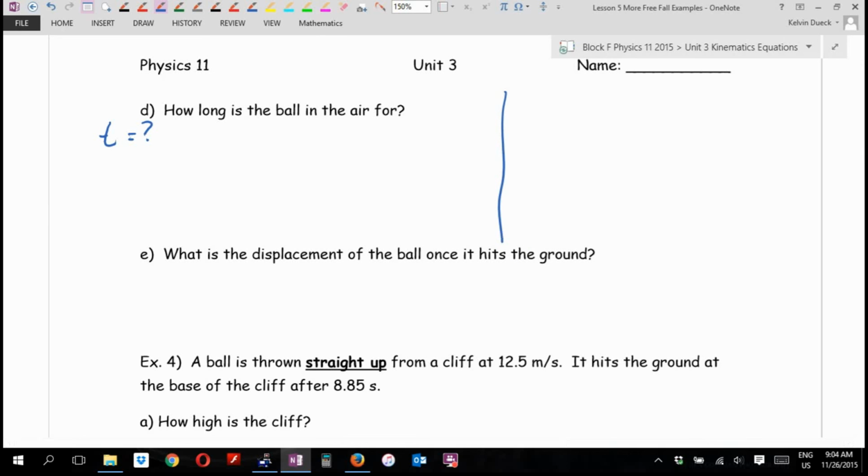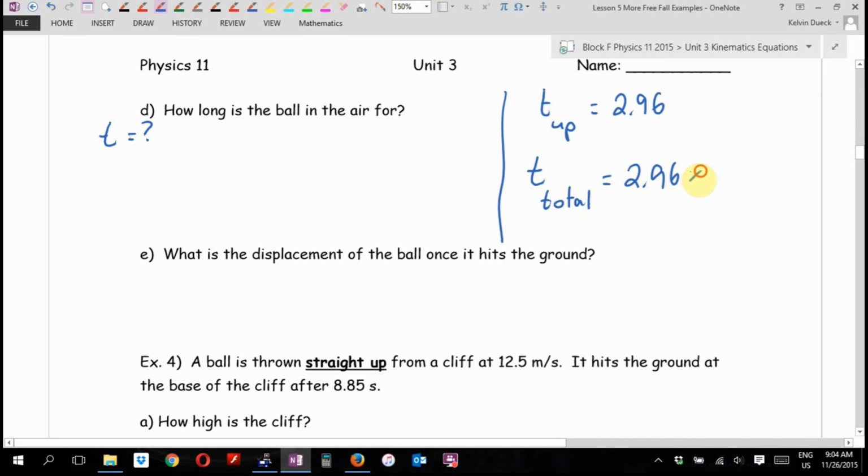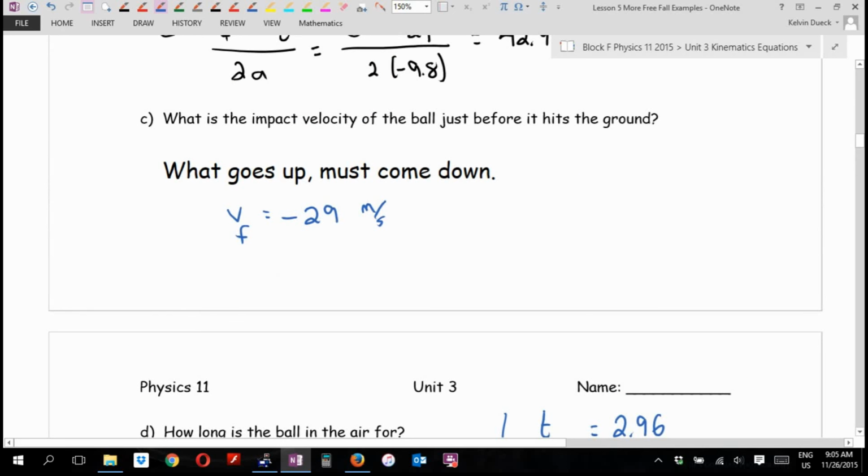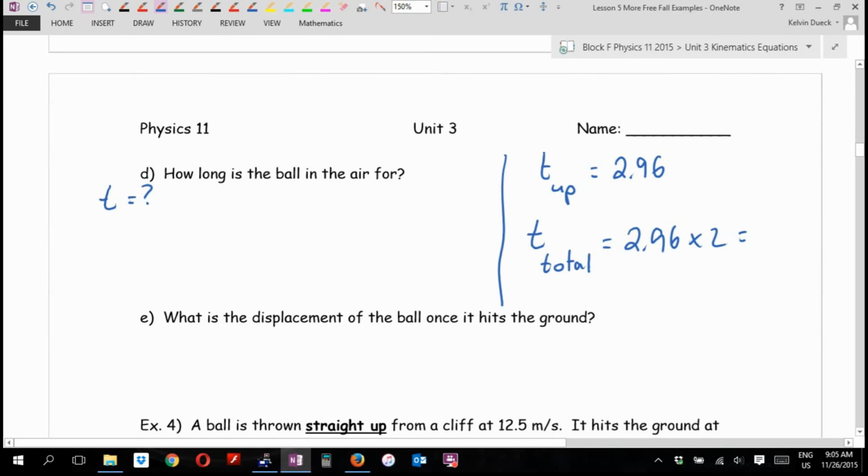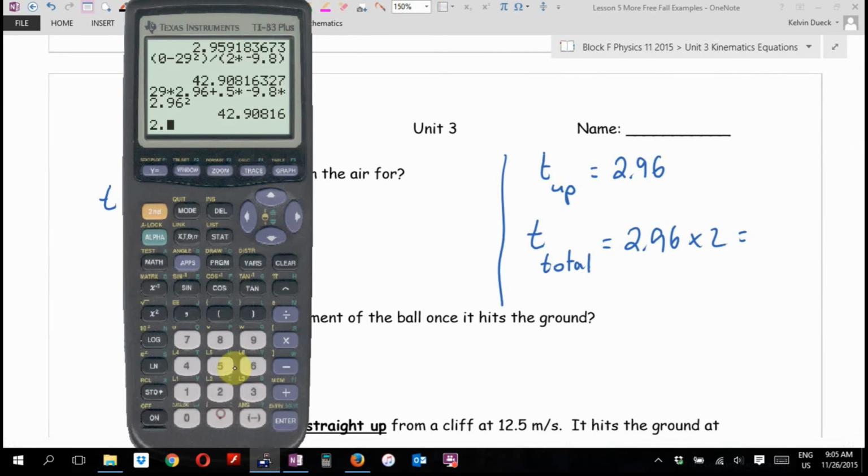The second way is to use something we've already calculated. We already know that the time to go up, can I call that T up, was 2.96 seconds? I think it was, yes? So T total is going to be 2.96 times 2. You know why? Because what goes up must come down, and you're starting and ending on the same height. So I know that's the answer. I'm going to quickly crunch it. 5.92 seconds.